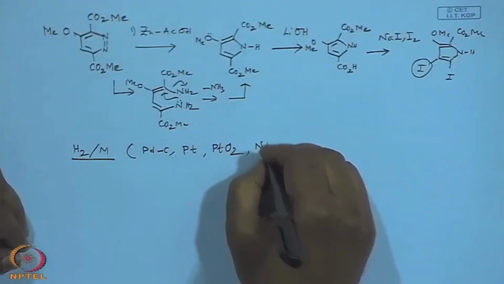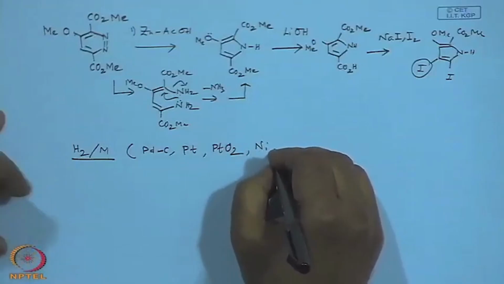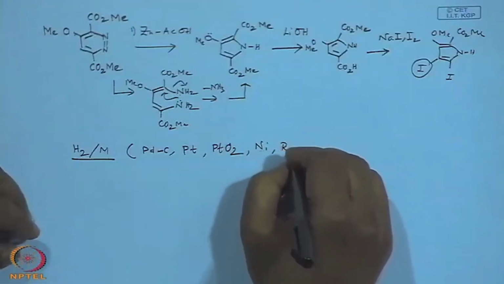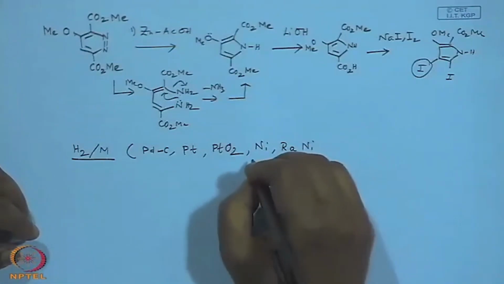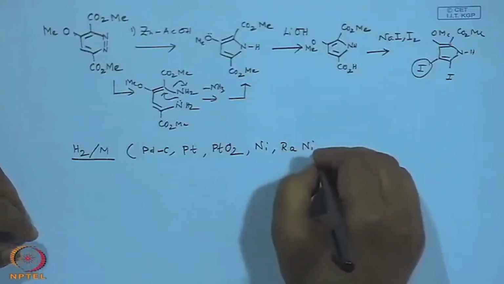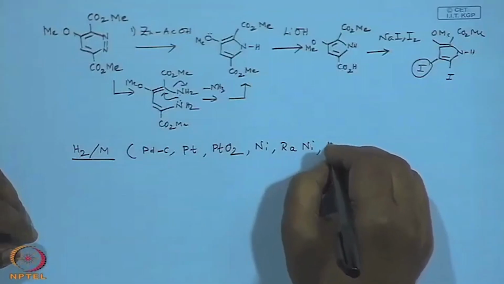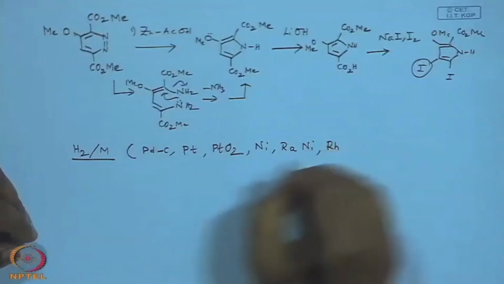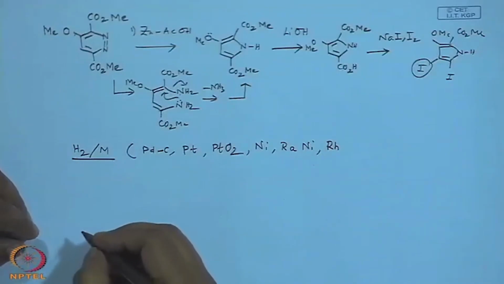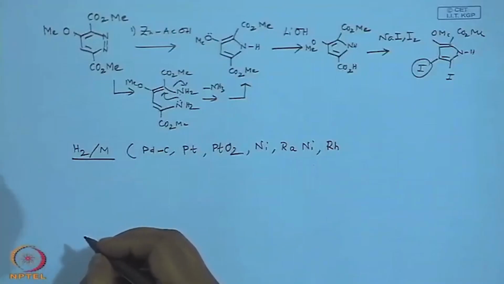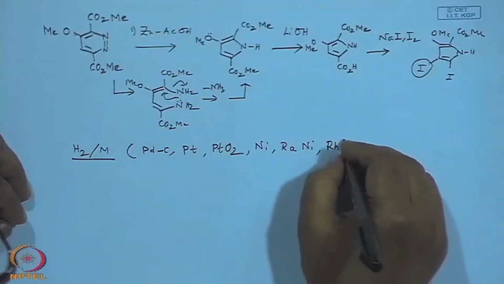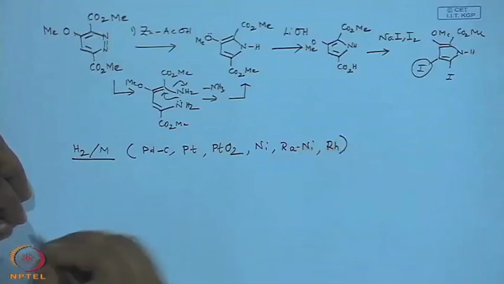Nickel, fine. Nickel sometimes alone is enough, Raney nickel. And then one more: ruthenium hydride I have not seen, but rhodium. Rhodium is often used, especially in industry; it is somewhat cheaper and quite useful. Okay. So, this is Raney nickel.